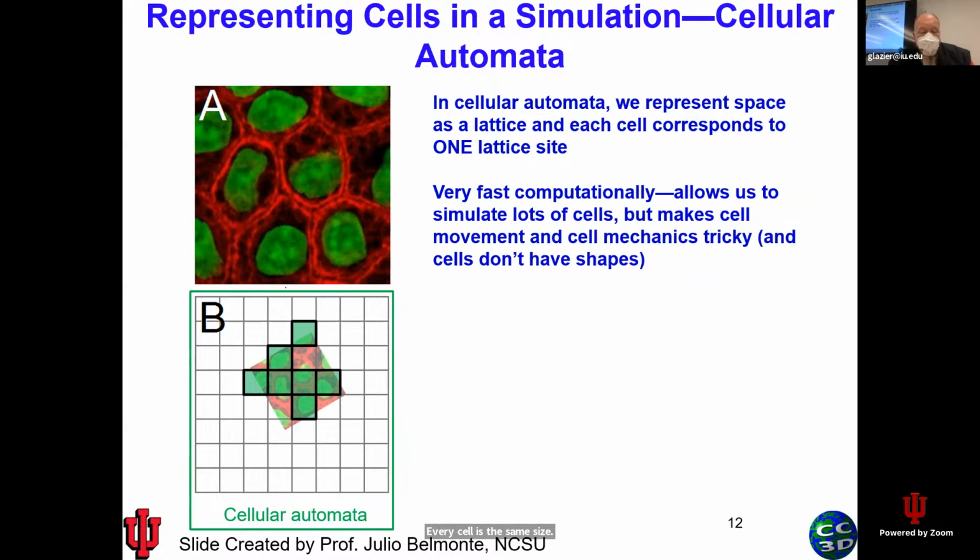On the other hand, we could certainly put a lot of cells together. And so that is how cellular automata models work. And so that gives us, in a sense, the fastest computation, but also the least spatial granularity and the least flexibility in terms of what the cells do.